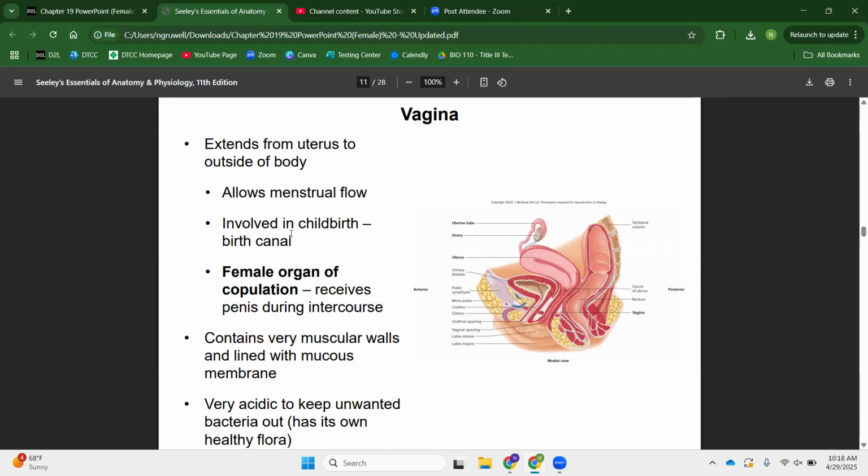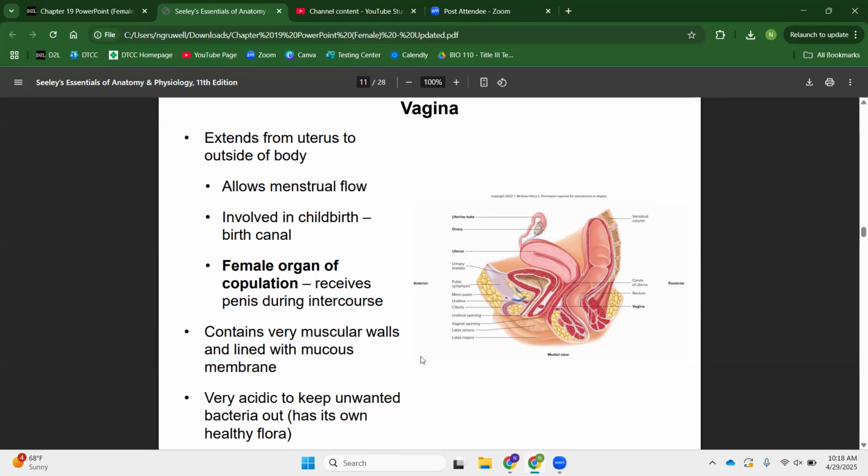It has the cervix, which is part of the birth canal. So the cervix and then the vagina is the birth canal. And it's considered the female organ of copulation. So we said copulation means it's involved in sexual intercourse. So in males, the organ of copulation is the penis. In females, the organ of copulation is the vagina.